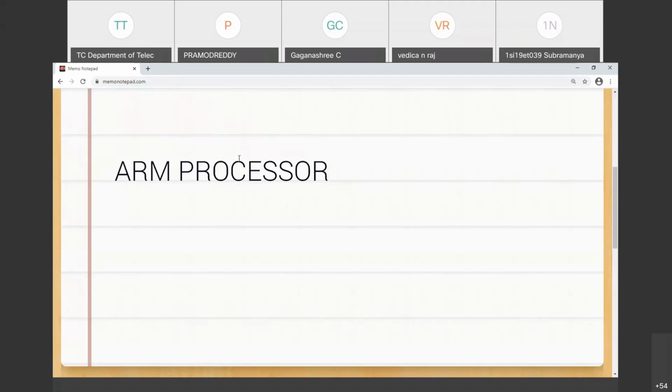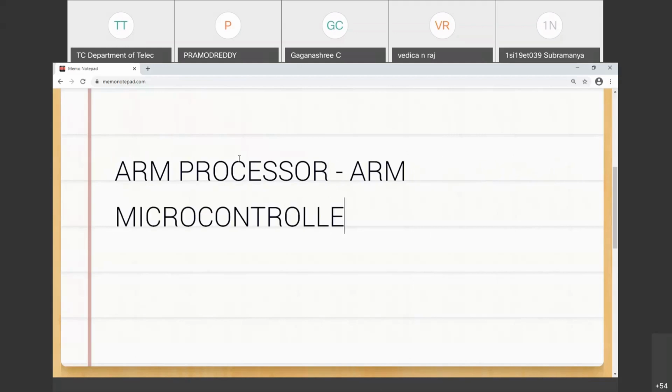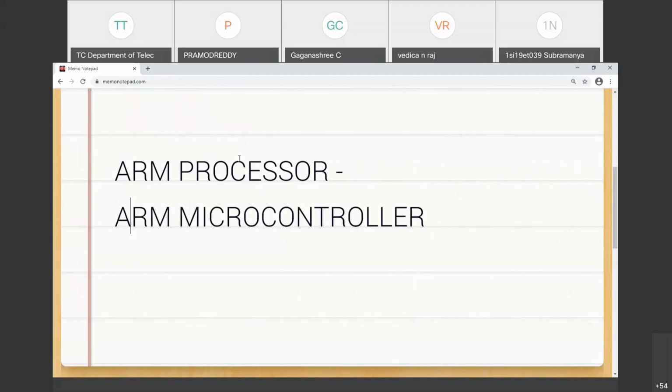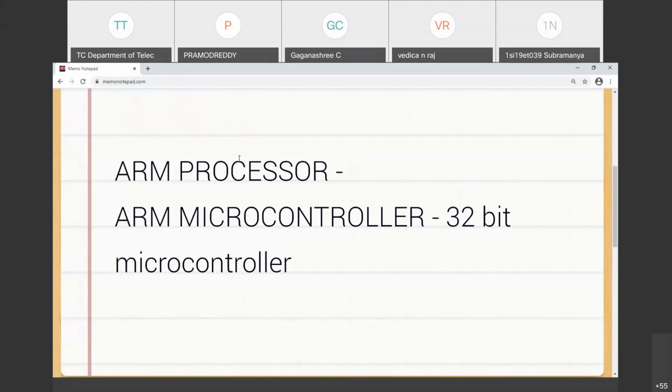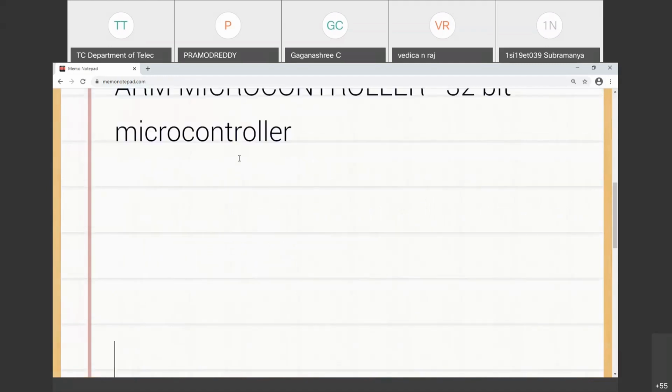Okay, fine. So we were discussing the ARM processor, or you can call it the ARM microcontroller. Whatever you refer to it as, it's just a processor. Now, what is the size of the ARM processor, Subramania? 32 bits. Yes, we called it a 32-bit microcontroller, and we discussed many things, like RISC architecture.